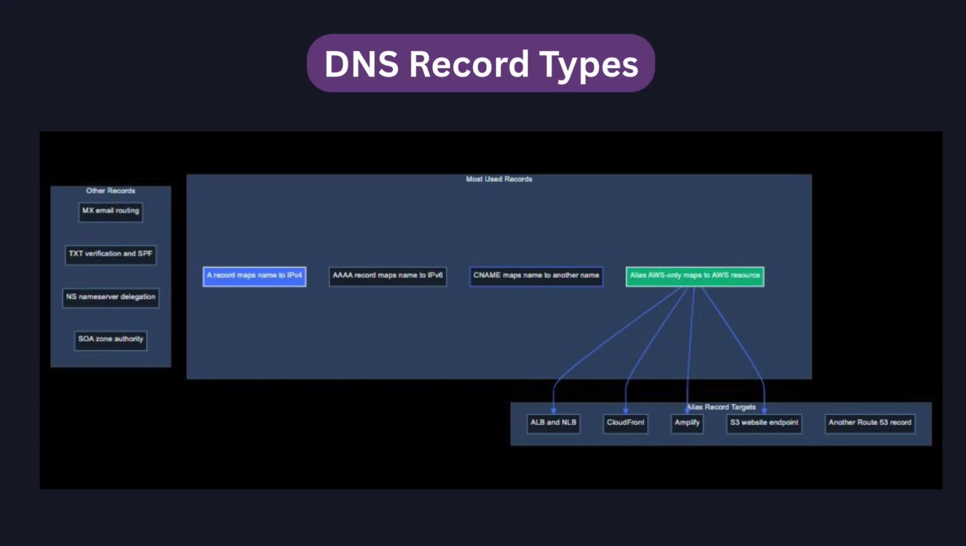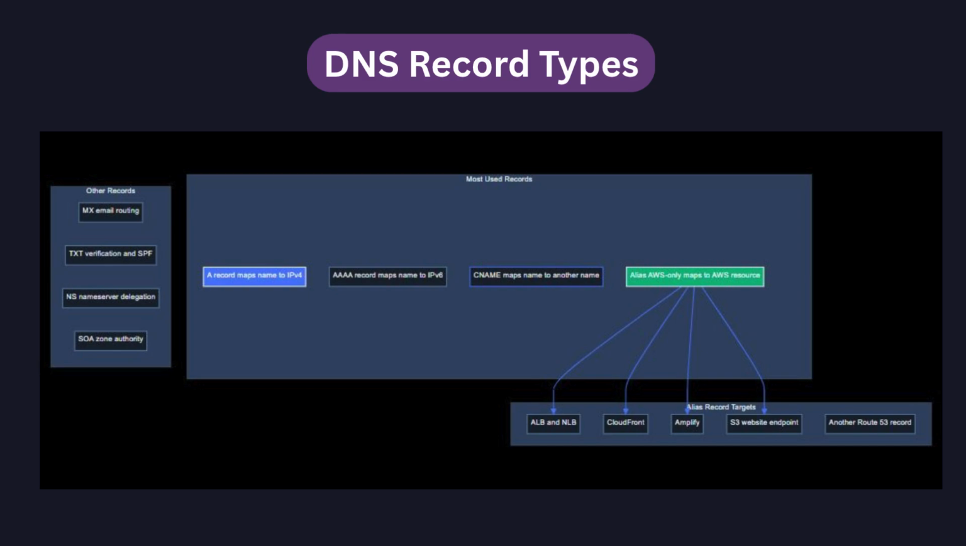DNS record types. DNS record types include alias record targets such as ALB, NLB, CloudFront, Amplify, S3 website endpoint, and other Route 53 records. Other important records include MX for email routing, TXT for verification and SPF, NS for name server delegation, and SOA for zone authority.